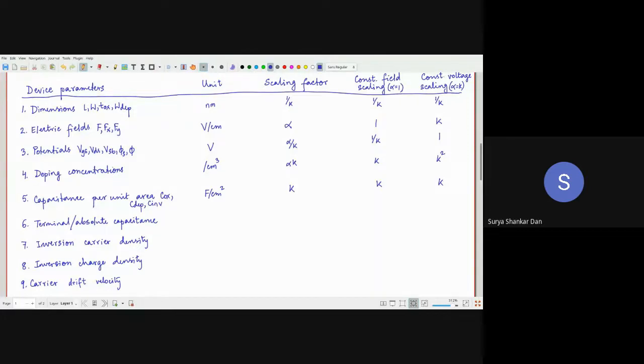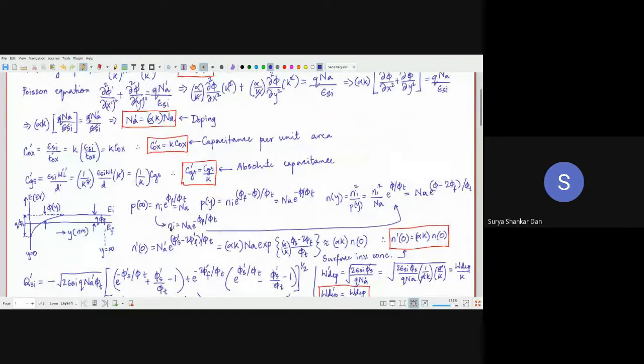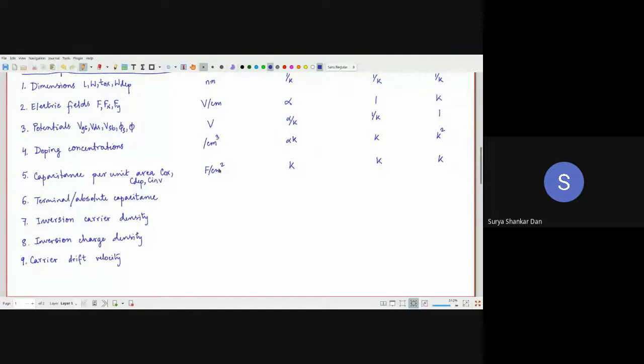All right. Now comes the terminal or absolute capacitance. Where is the absolute capacitance? Here. This is 1 upon K. So I'll again put here 1 upon K. Unit is simply farad. This is 1 upon K. This is 1 upon K.